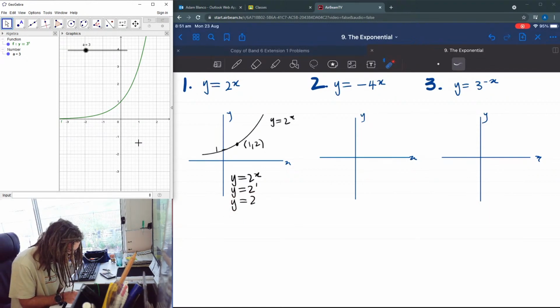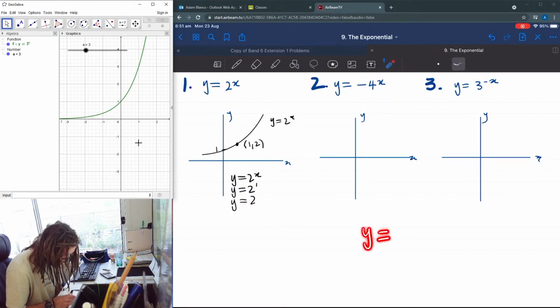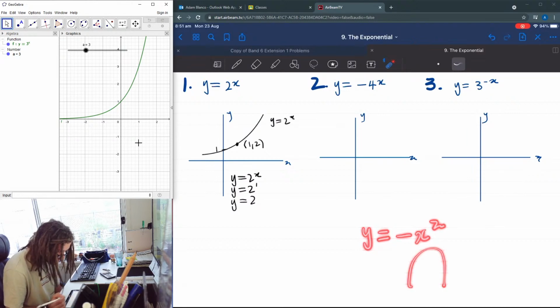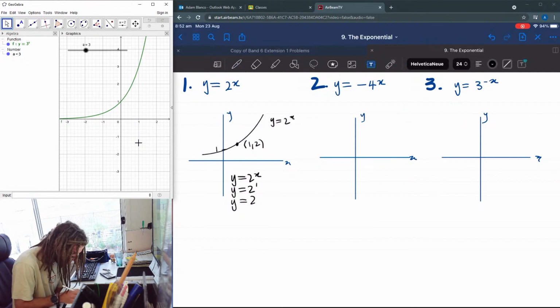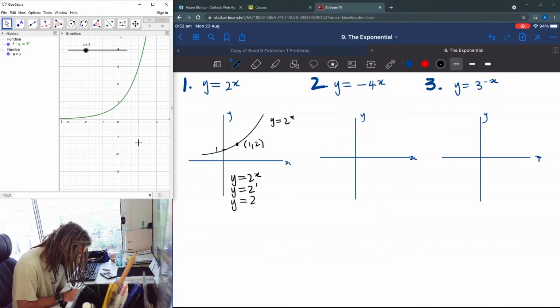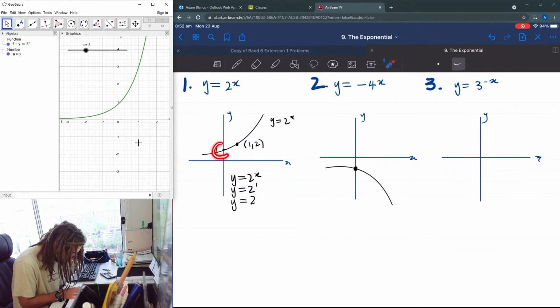Now, I want you to think about what happens when you put a minus in front of your exponential. It's the same as what happens when you put a minus in front of anything else. If I had y equals minus x squared, what did that do to the original graph? Well, it flipped it upside down. Exactly the same thing here. It's going to be like this, but upside down. And you could probably guess what this value here is going to be. It's just my normal y-intercept, but flipped upside down, so that's going to be minus 1.